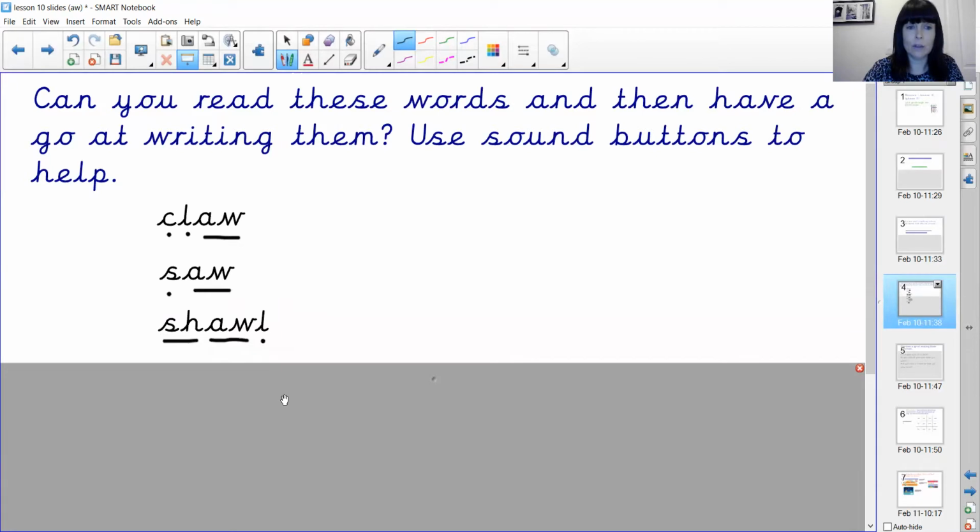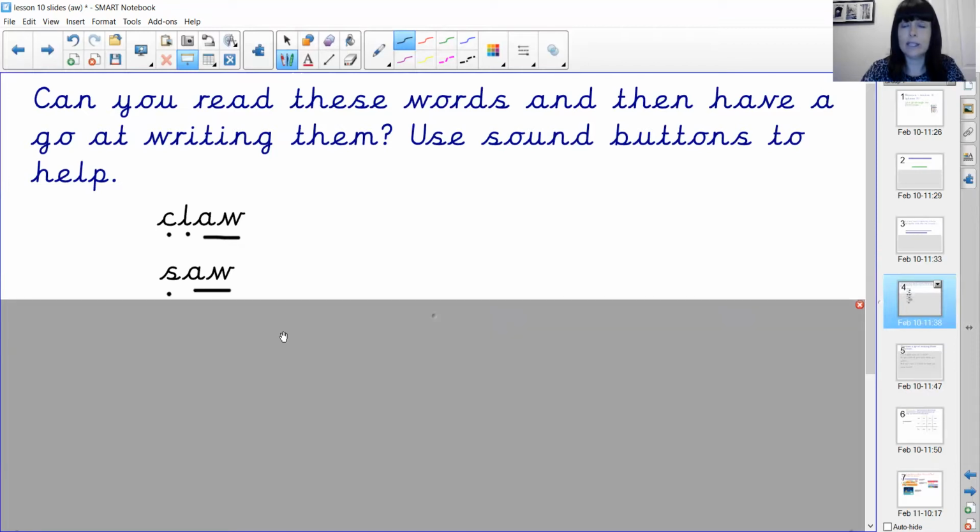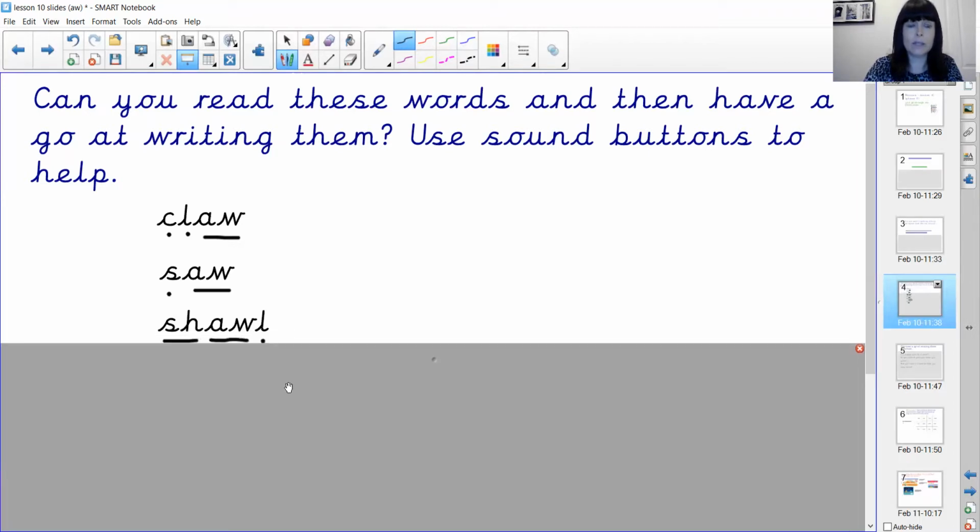And then we've got shawl. Shawl, remember, like a big scarf a lady might wear, a shawl. So we need that end sound as well. It doesn't end in the or sound. You hear an l at the end. Shawl. Have a go at writing that. Okay, you can always pause the video on each word if you need to.